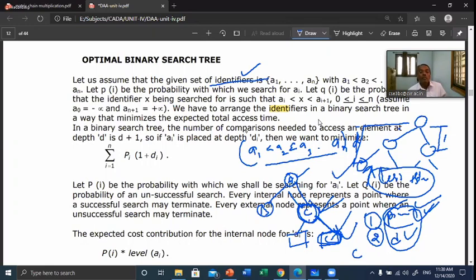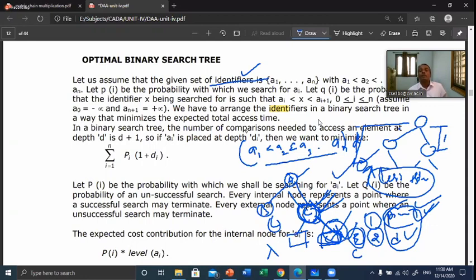This is successful search probability. I'm searching for C, and I succeed in searching this. That's why my probability is different. This is a successful search. But if I'm searching for X, it is not there in this tree, so it is an unsuccessful search. One point you be clear on in searching: there are two probabilities, one is success probability and the other is unsuccess probability. This is giving unsuccess probability.